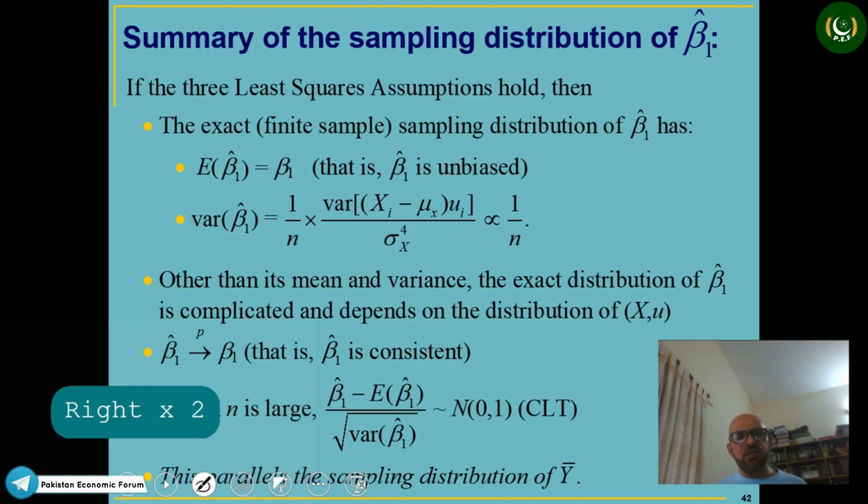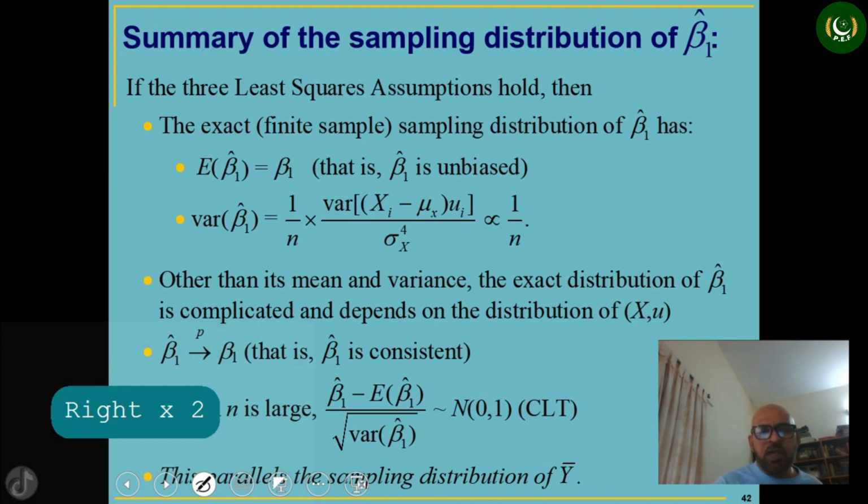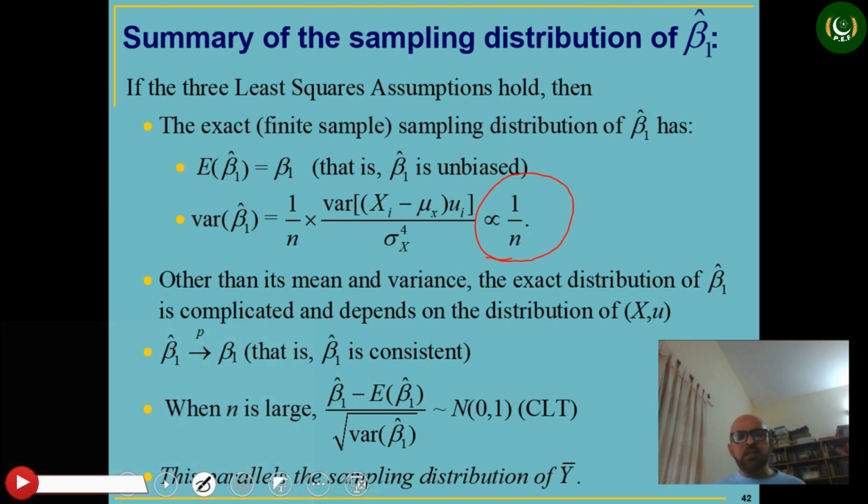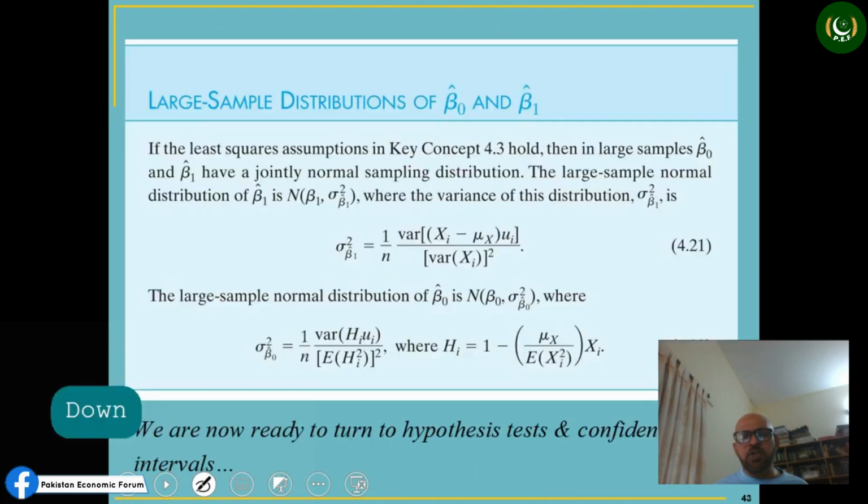So that's what I have explained: beta 1 hat is an unbiased estimator. Its variance is inversely proportional to n. The larger the n, the smaller the variance, and the greater the variation in X, the smaller the standard error of beta 1, and it's normally distributed by the central limit theorem. And that's what we have discussed so far.